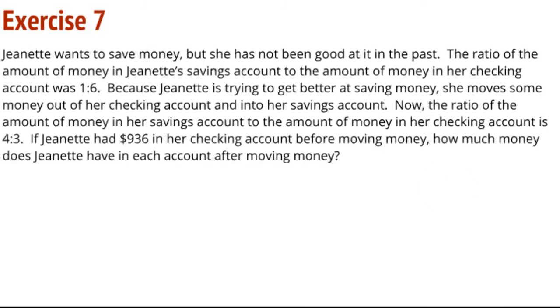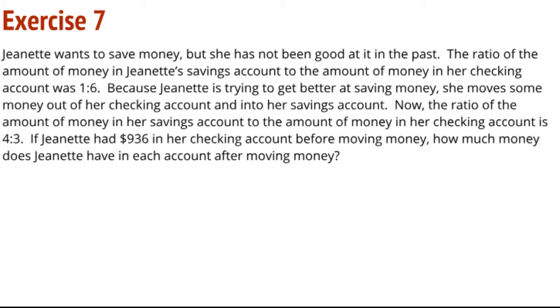Jeanette wants to save money, but she has not been good at it in the past. The ratio of the amount of money in Jeanette's savings account to the amount of money in her checking account was 1 to 6. Because Jeanette is trying to get better at saving money, she moves some money out of her checking account and into her savings account. Now, the ratio of the amount of money in her savings account to the amount of money in her checking account is 4 to 3.